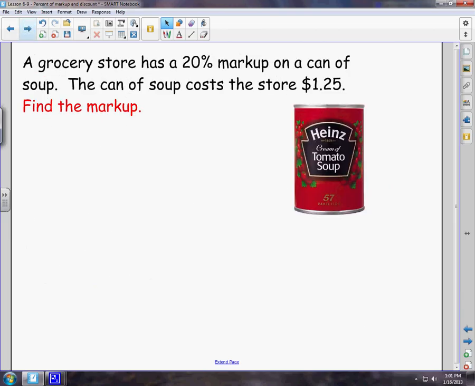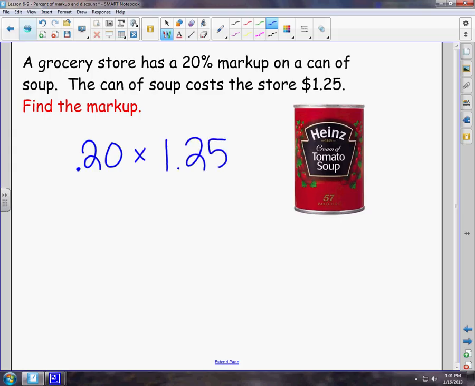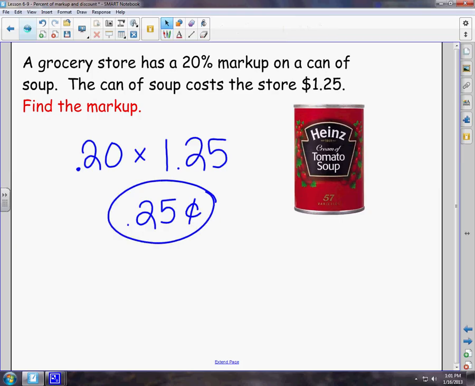A grocery store has a 20% markup on a can of soup. The can of soup costs the store $1.25. Find the markup. So we do the percent of markup, which is 0.20 times $1.25, and they mark it up 25 cents. That's all they're looking for. It just says find the markup. So the markup is 25 cents. Then they would charge you $1.50.